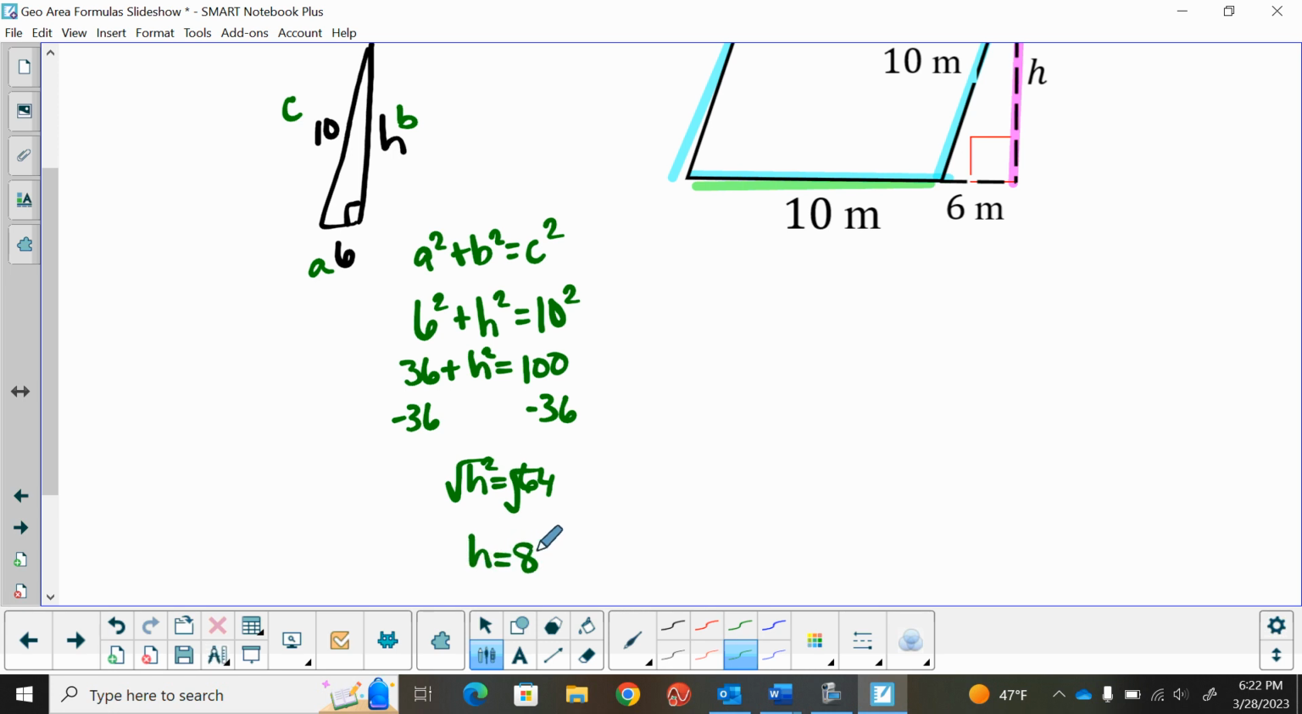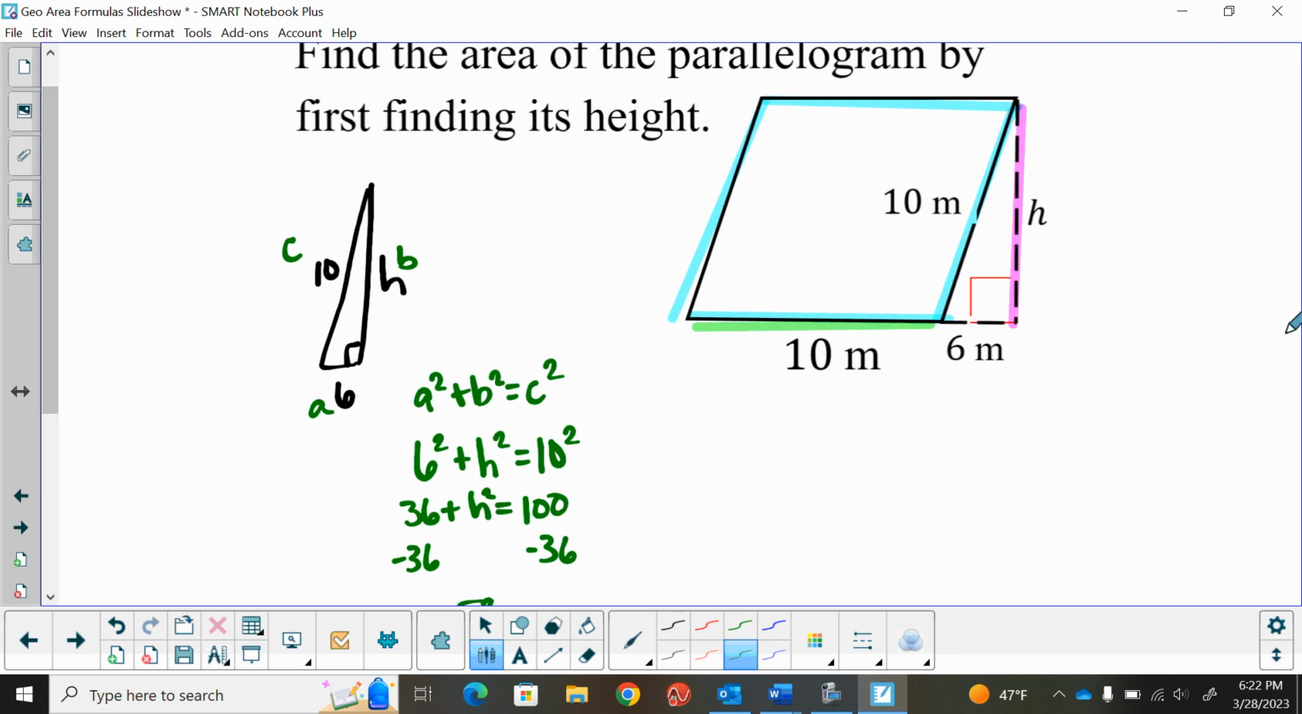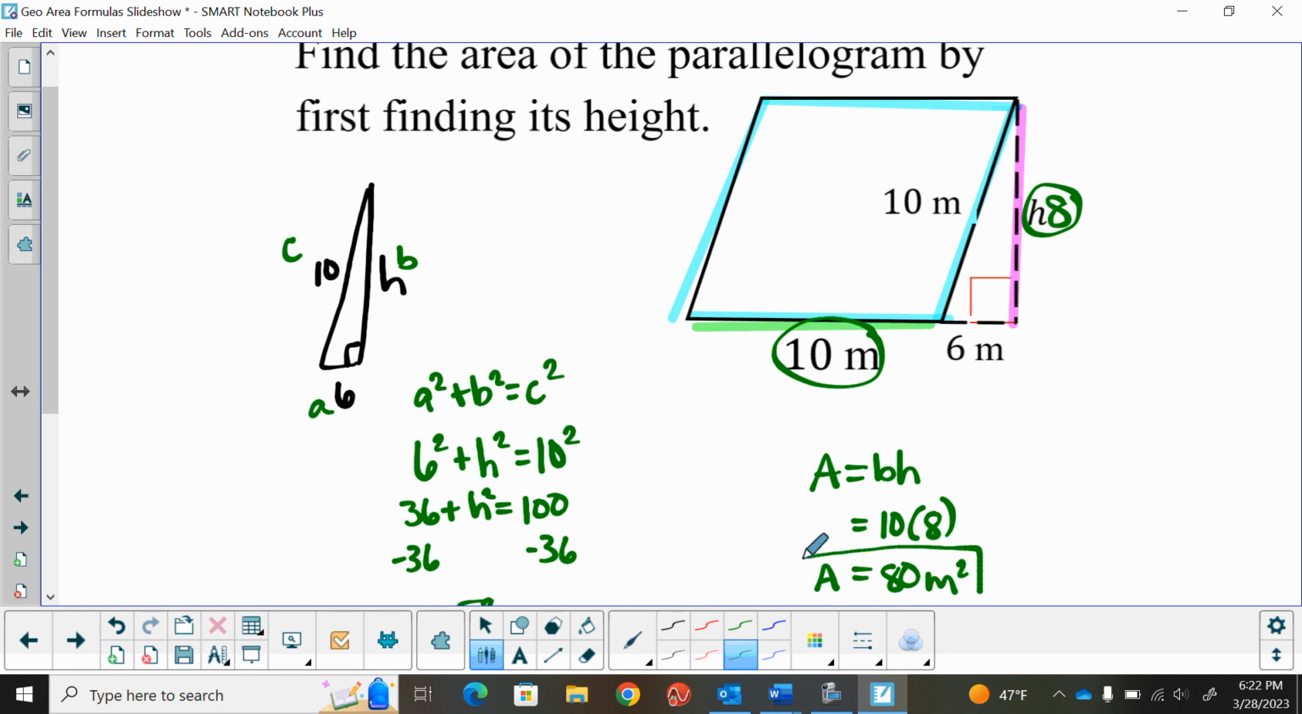h equals 8. So if we go back up to our original image here, we can put in an 8 here for the height. We have 10 as our base. So the area of the parallelogram, base times height, would be 10 times 8, which is 80, and our unit is meters squared. Okay.